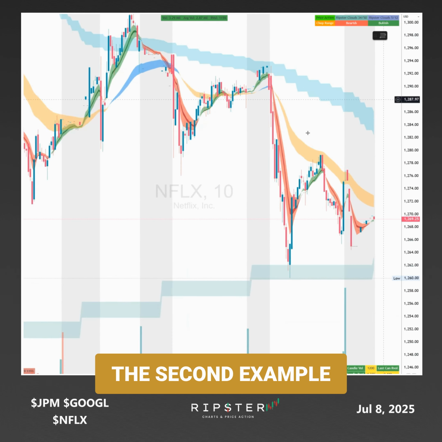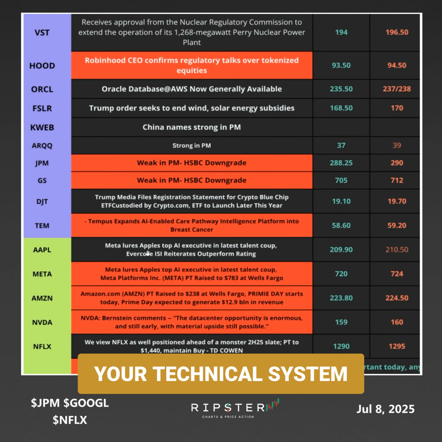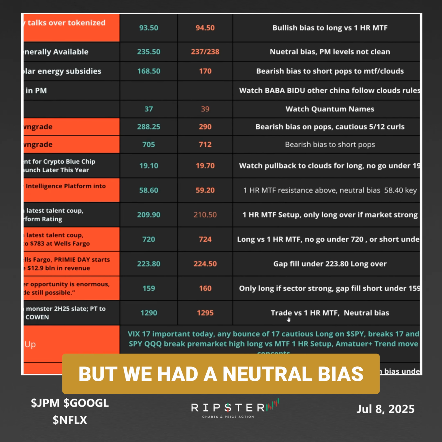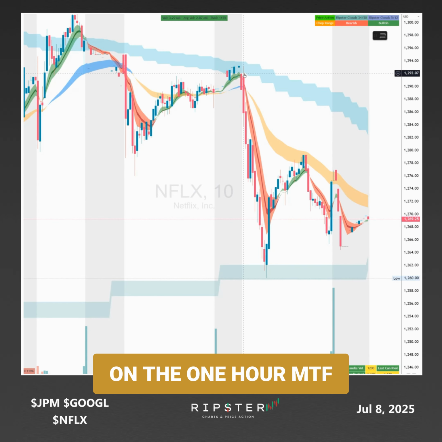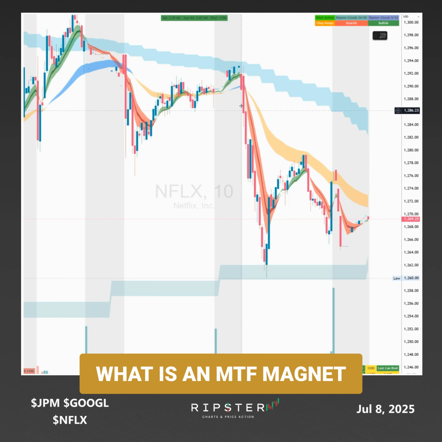So that's one example. The second example I want to look at is Netflix. You need to combine your technical system with the news and catalyst. There was news on Netflix, but we had a neutral bias and we were supposed to trade it versus the 1 hour MTF cloud. So as soon as I saw the rejections on the 1 hour MTF, I told the traders in the community it's a short and it's our MTF magnet. What is an MTF magnet?